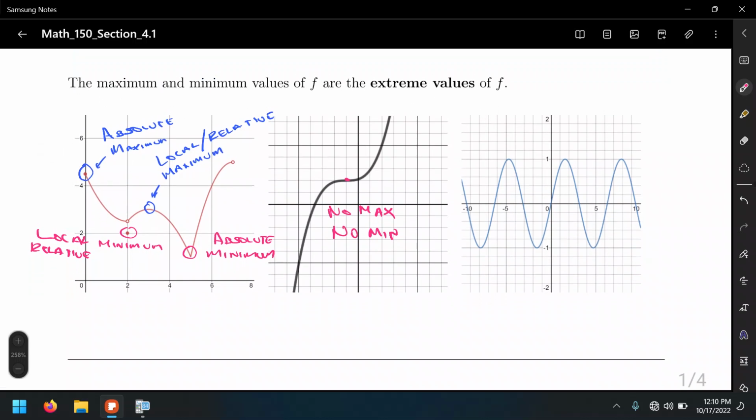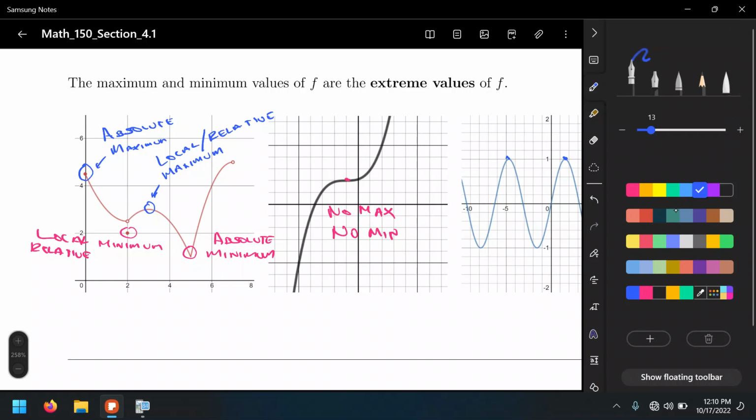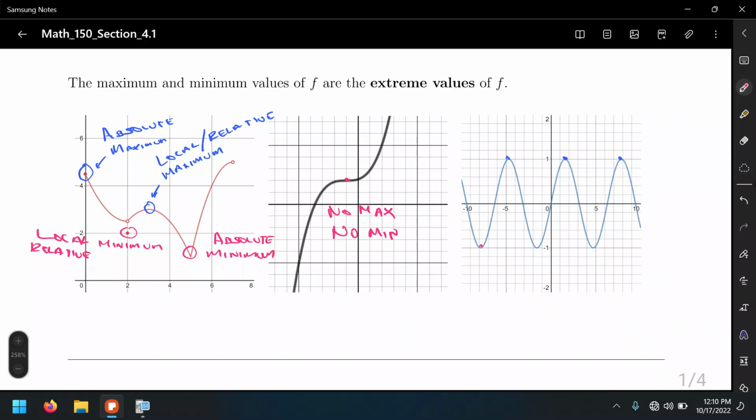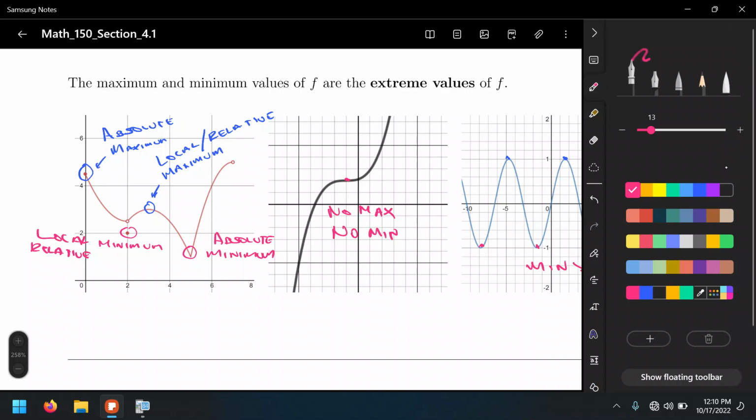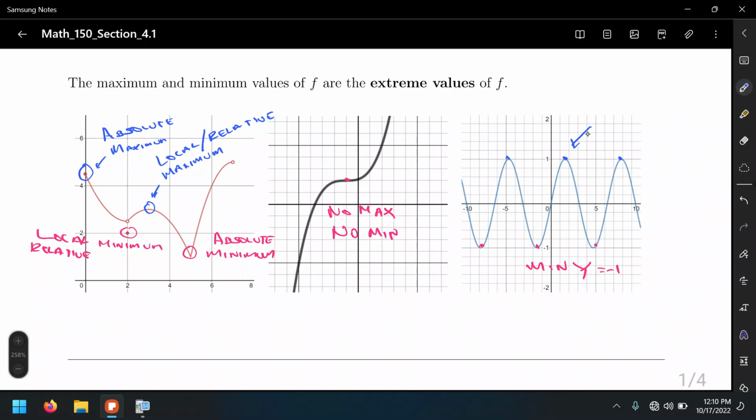What do we have here? The sine function. Well, with this sine function, let's identify the maximum points. Maximum, maximum, maximum, minimum, minimum, minimum. And if the pattern continues, as it is the periodic property of the function, it's going to have minimums at y equals -1 and maximums at y equals 1.